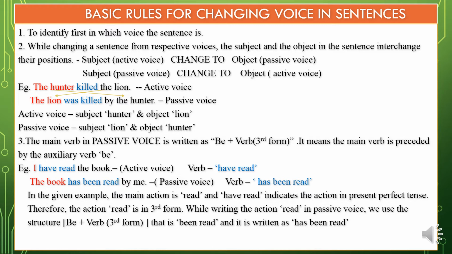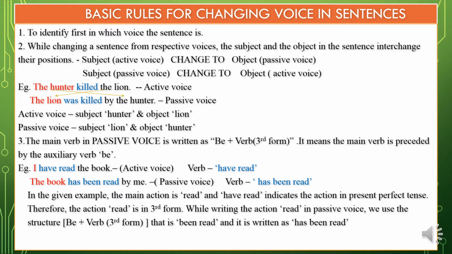The hunter killed the lion. In this sentence, first of all, identify: the hunter killed the lion. The hunter is the subject, the verb is killed, and the object is the lion. Now here, is the subject performing the action, or has the action been performed on the subject? Definitely the subject is the doer of the action, the hunter. What did the hunter do? He killed the lion. So it is in active voice. The subject of the active voice is the hunter, killed is the verb, and the lion is the object.